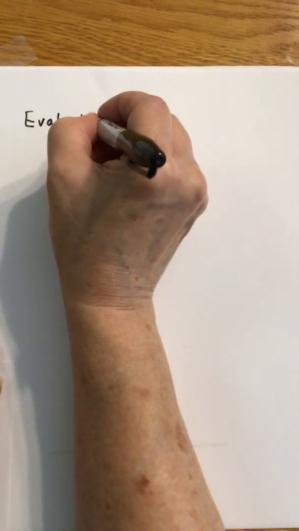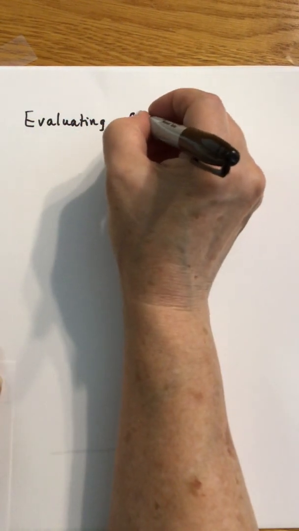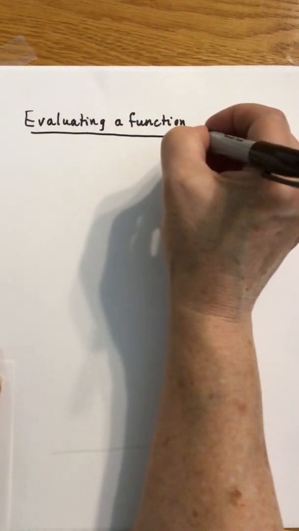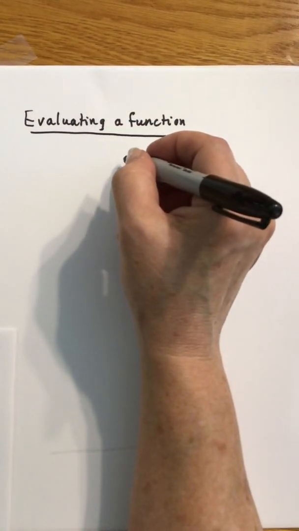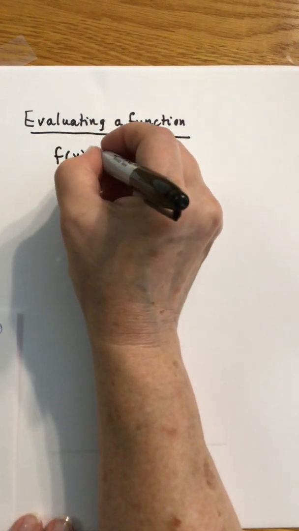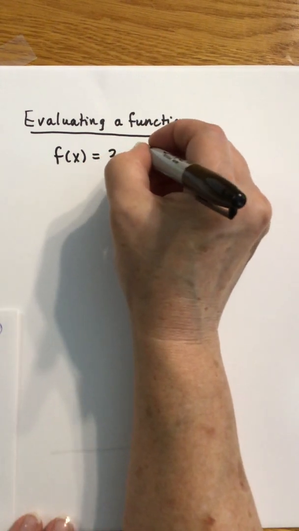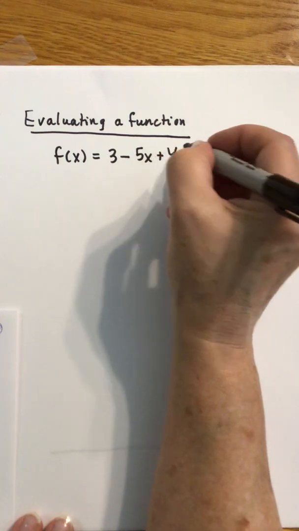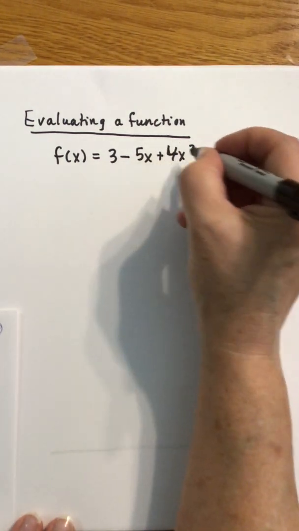So the next thing we're going to look at is evaluating a function, but this time we're going to have variables as our input. Okay, so we're looking at the function f of x equals 3 minus 5x plus 4x squared. It's kind of a funny looking 4. That's supposed to be a 4.